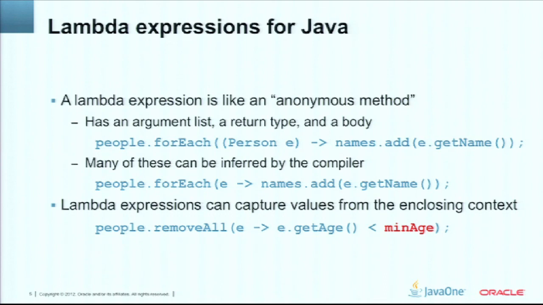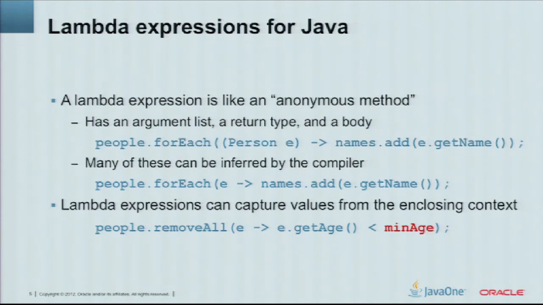So the second example is identical to the first. It generates exactly the same bytecode. It's just that the compiler fills in some things for you. In particular, it's filling in the type of the argument. The way it does that is it looks at the signature for forEach. It says forEach takes an interface that is isomorphic to a function from T to void. In this case, people is a collection of persons, so T is person, so E must be person.